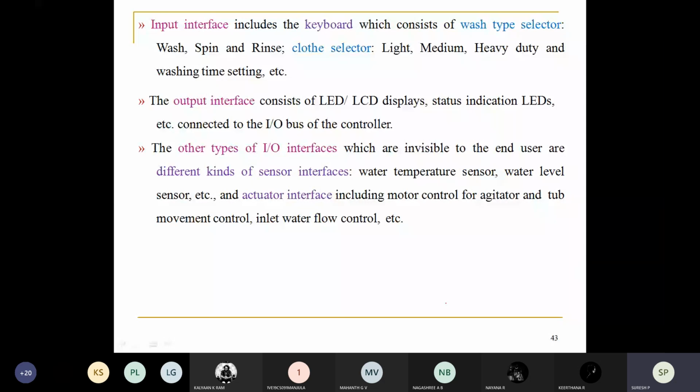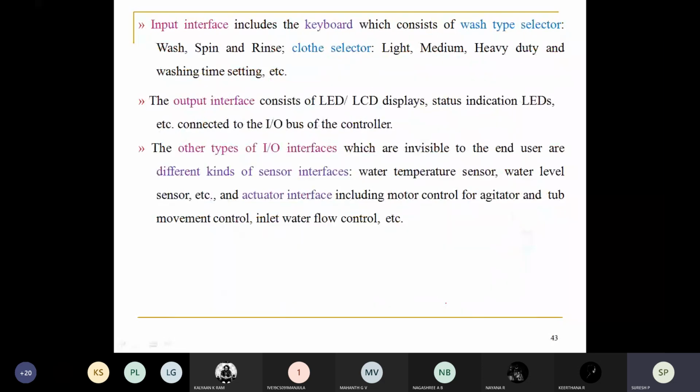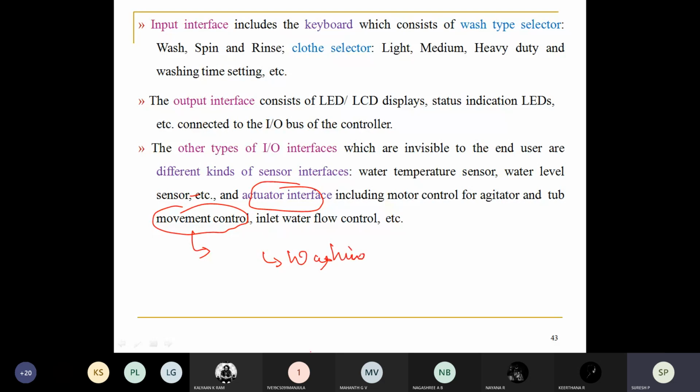It may also contain other types of I/O interfaces which are invisible to the end user, like different sensor interfaces, such as the water temperature sensor and water level sensors. Then the actuator interfaces will include the motor control for your agitator and tub movement control. These are some of the parts you are going to have in your washing machine. So your washing machine comes under an application specific embedded system.